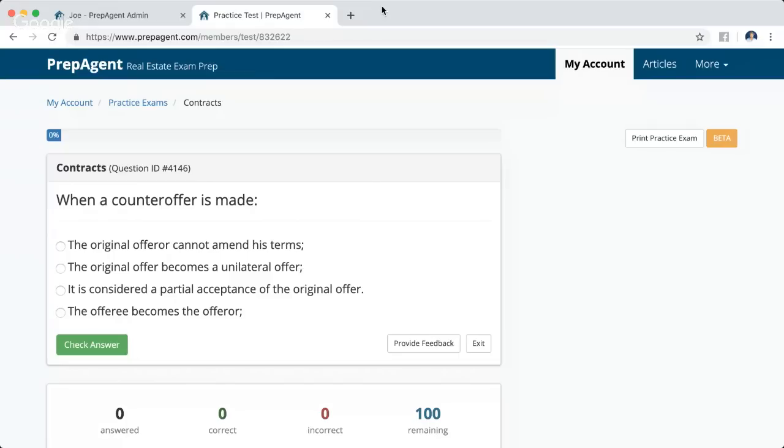Okay, as we look at the one on the board here, when a counteroffer is made, A, the original offer cannot amend its terms. B, the original offer becomes a unilateral offer. C, it's considered a partial acceptance of the original offer. D, the offeree becomes the offeror.